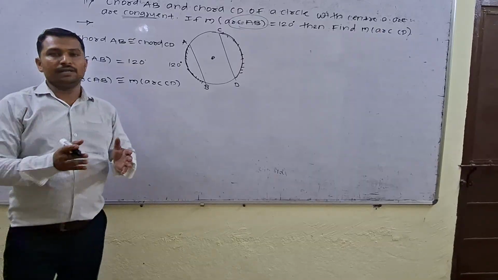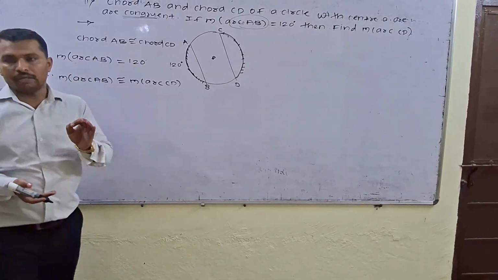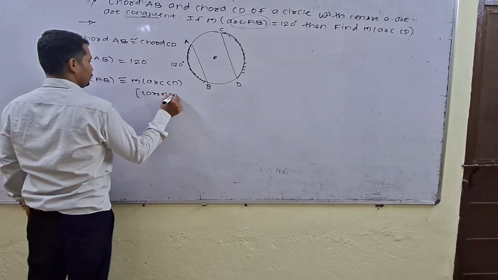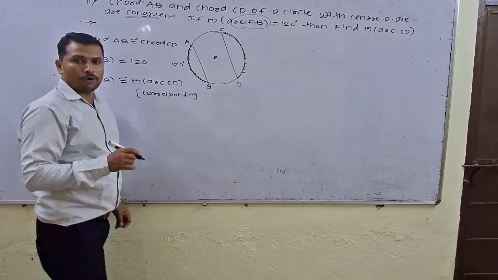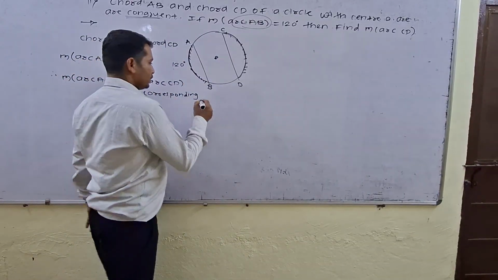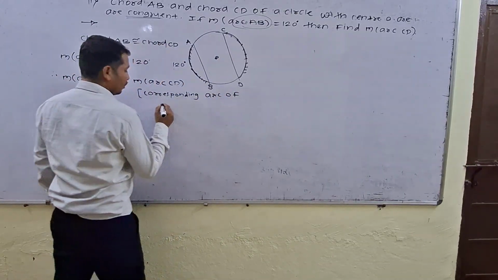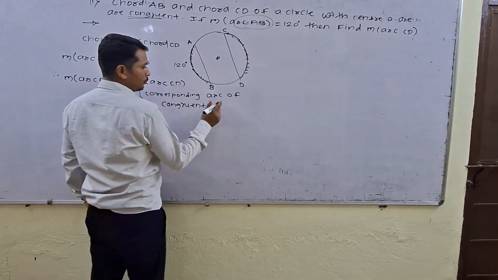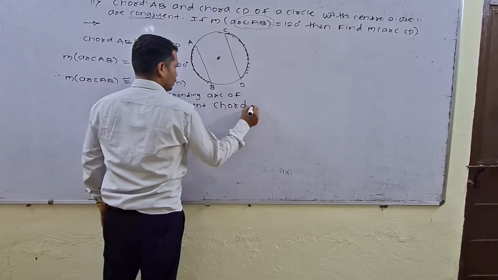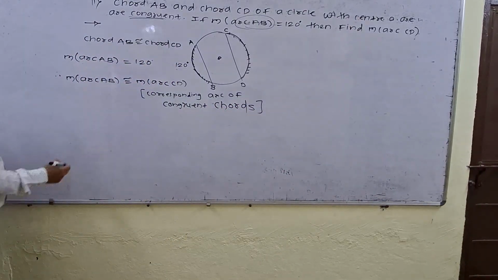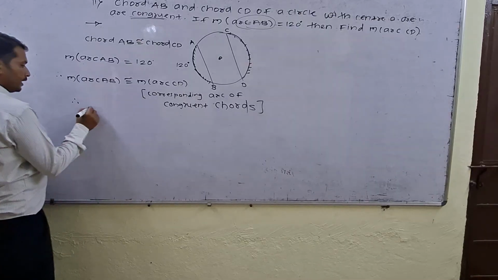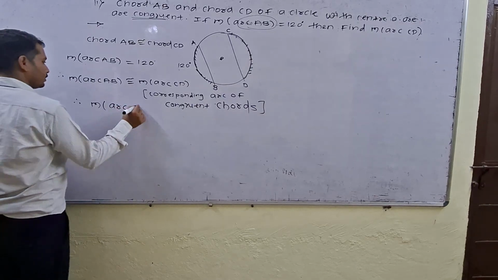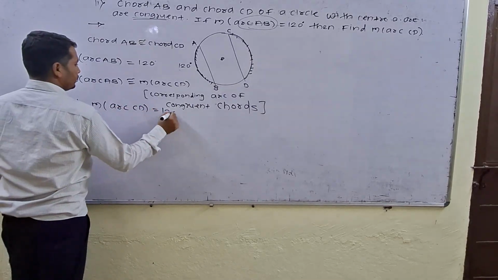So what do we learn again? So we write down the definition: corresponding arcs of congruent chords. Corresponding arcs of congruent chords. So that is why we also know that therefore measure of arc CD is equal to 120 degree.